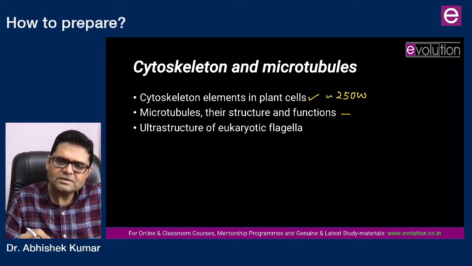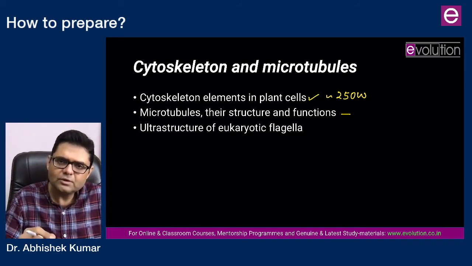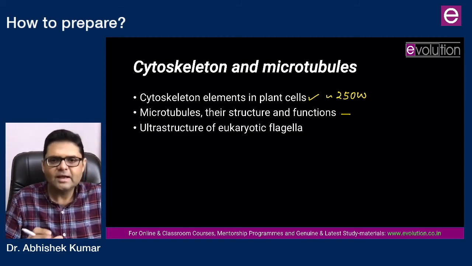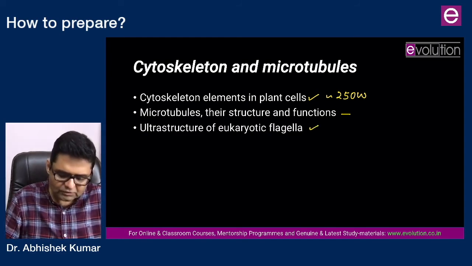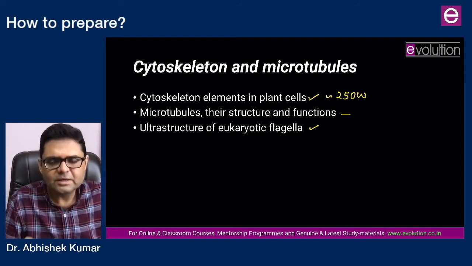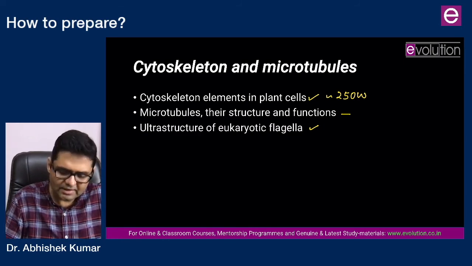Whether the algal flagellum is tinsel type or whiplash type, internally it has the same 9+2 microtubular organization. So you should know the ultrastructure of the eukaryotic flagellum after doing microtubules, and then you will be easily answering the ultrastructure of algal flagella in paper 1 also. So these are the 3 topics that you should be doing in cytoskeleton. There is no need to study intermediate filaments and microfilaments in great detail. Microtubules need to be studied really well.